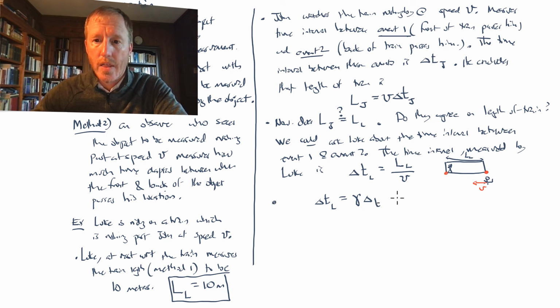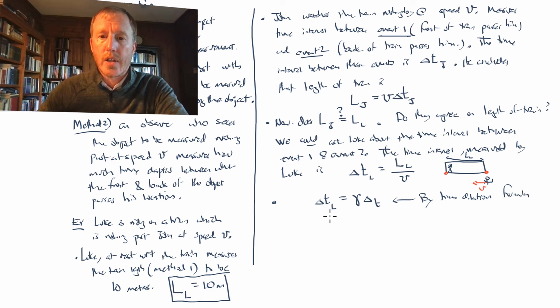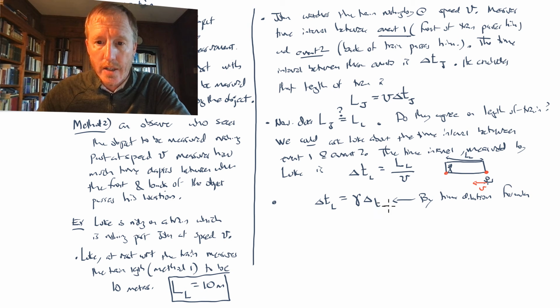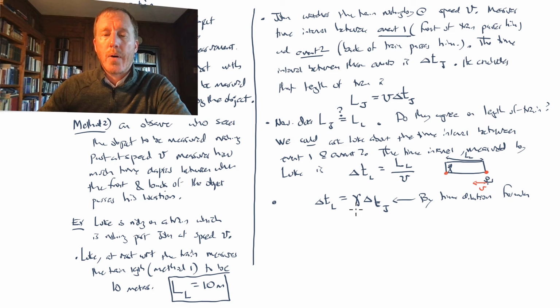Okay, so by the time dilation formula that we developed in the last lecture, delta t Luke is going to be equal to gamma times delta t John. Now, when looking at this formula, you might think, did we assign the correct time interval? Which one is measuring delta t naught?